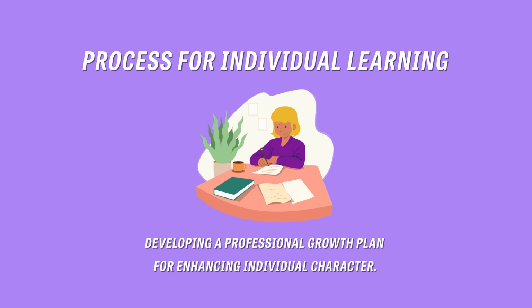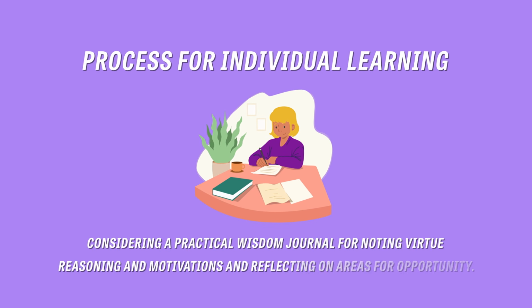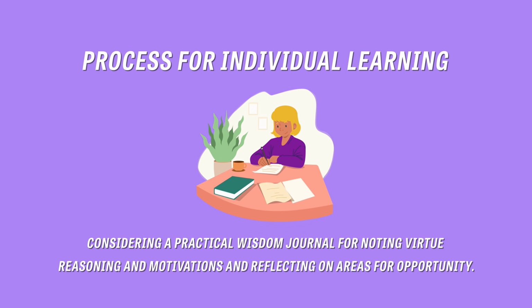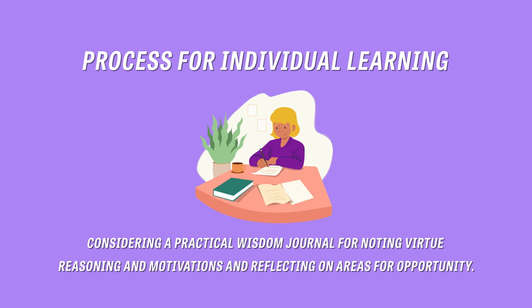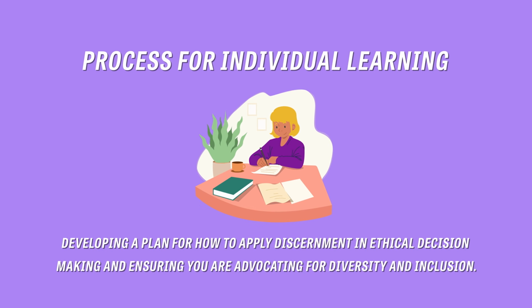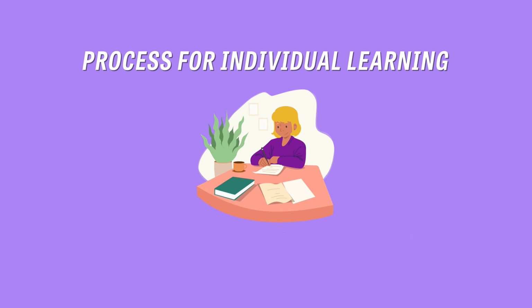Developing a professional growth plan for enhancing individual character. Considering a practical wisdom journal for noting virtue reasoning and motivations and reflecting on areas for opportunity. Developing a plan for how to apply discernment and ethical decision-making and ensuring you are advocating for diversity and inclusion. This might also be a process you engage in with staff, sharing insights to learn from one another.